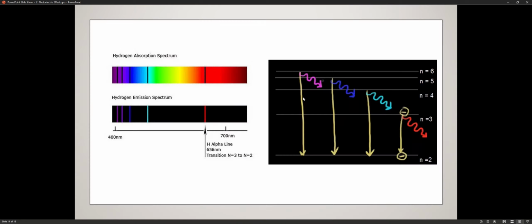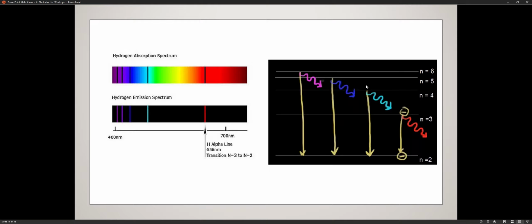So again, if you take a look at this, how do we know? Well, if an electron in a hydrogen atom drops from the 6th electron level to the 2nd electron level, it's going to emit this frequency of light. If the electron drops from the 5th electron level to the 2nd electron level, it's going to emit this frequency of light, and so on and so forth.